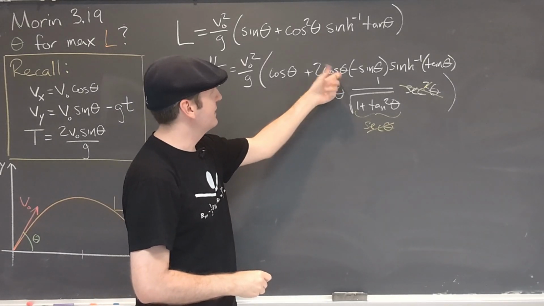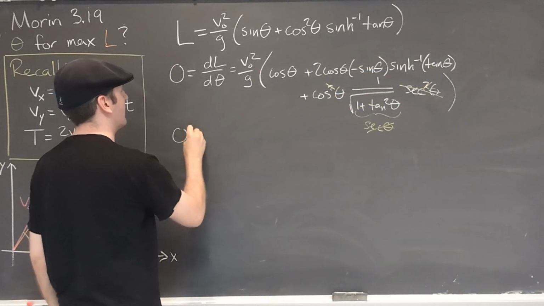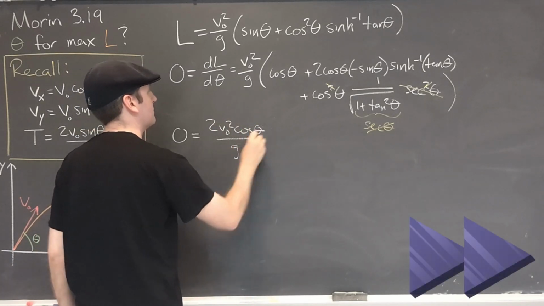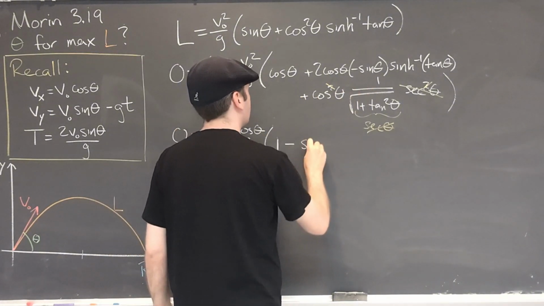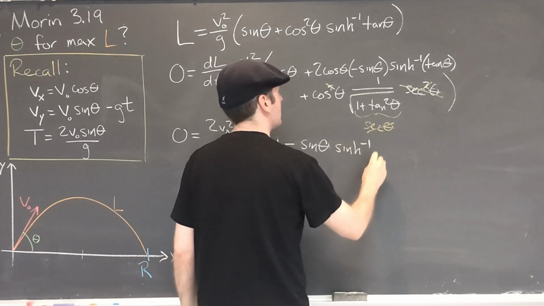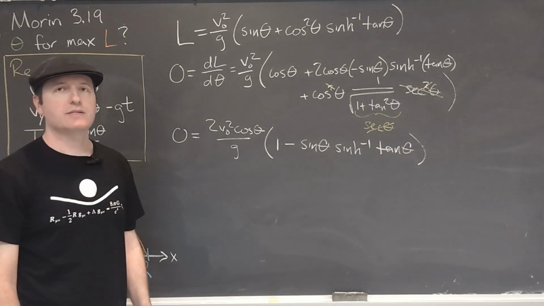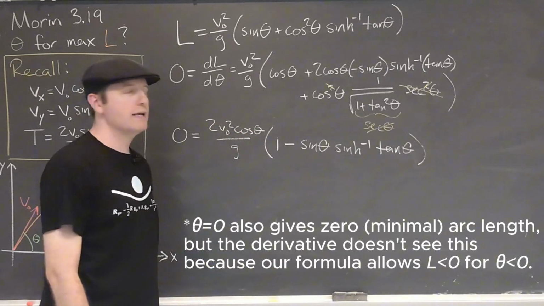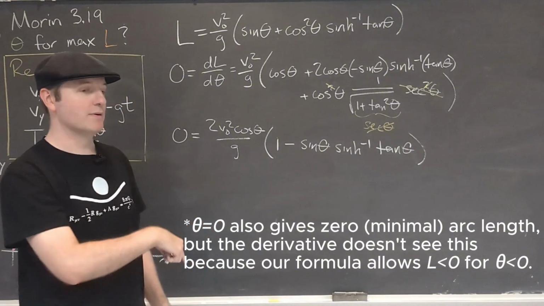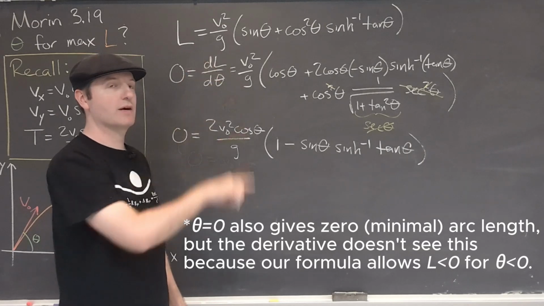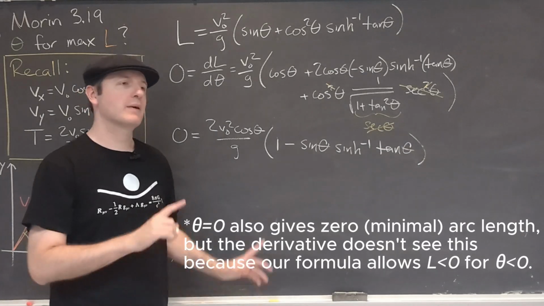We also have a 2 cosine theta here times some stuff. So let's go ahead and pull out 2 cosine theta from this whole expression. We'll be left with a 1, remember this was 1 plus 1, minus sine theta arcsinh tan theta. And I want this to equal 0 to maximize that. Well, cosine theta equals 0 gives me kind of a trivial result. I suppose in a way you could ask, what's the minimum arc length at a given v naught? And that would just be firing it straight up. Okay, so cosine theta equals 0 means theta equals 90. That does give me a minimum L, but I want a maximum L.